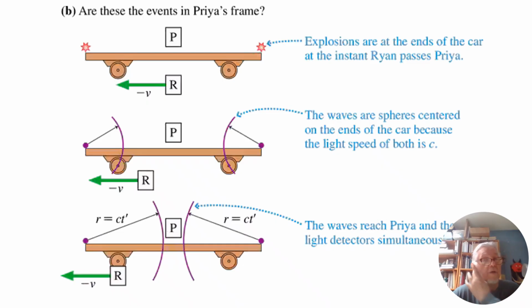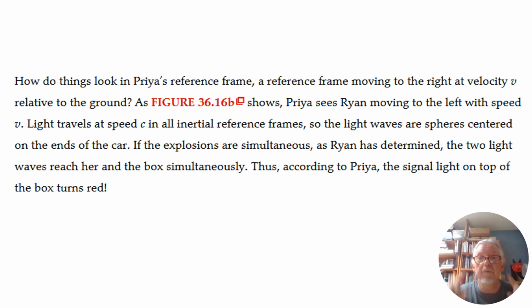And also note that from Priya's point of view, she will say, if that's the case, that Ryan will have observed the light from the left first, and then the light from the right will catch up, right? They're happening simultaneously. If they are, the two light waves reach her in the box at the same time, and then according to Priya, she would say the signal box is going to be red, right?